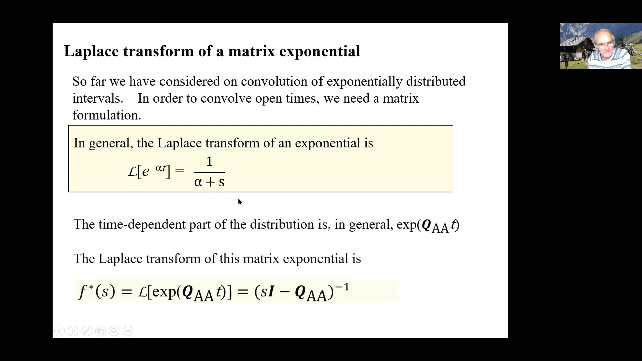But the time-dependent part of a distribution is generally e to the Q_AA t, where Q_AA is a submatrix of the Q matrix. Or for shut times, it would be Q_FF. The initials there will vary according to the problem. And the Laplace transform of that, it's easy to show with the rules we've given already, is going to be (sI minus Q_AA) inverse. This, you see, is exactly like that, except the reciprocal is replaced by an inverse. You can't take one over a matrix. And s is replaced by s times the identity matrix, because it's got to be the same size as Q_AA to subtract them. So this general form will be very useful in subsequent lectures. And that's it.